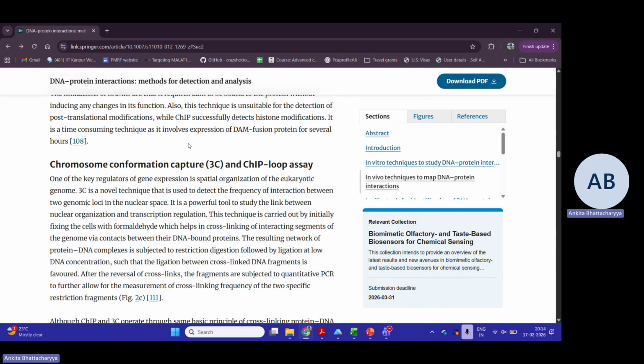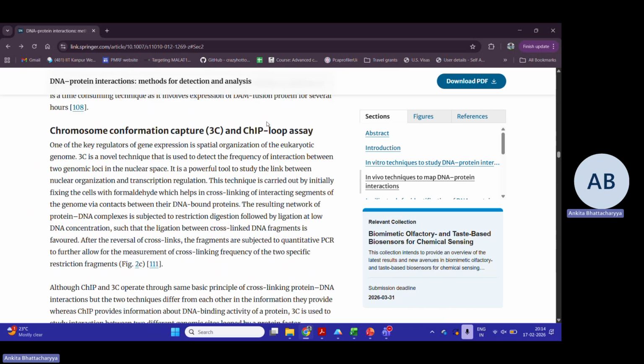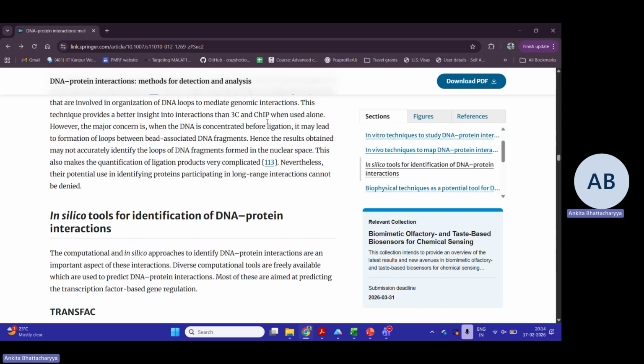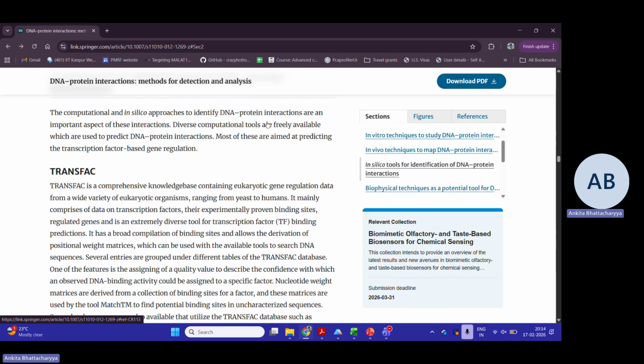Then come your 3C and Hi-C assays, which are chromosome conformation capture and ChIA-PET loop assays, which are more focused on the architecture and the 3D structure of the chromatin, regulating your gene transcription, and how that can get disrupted under certain circumstances and as a response to certain kinds of stimuli. So these are the different ideas.